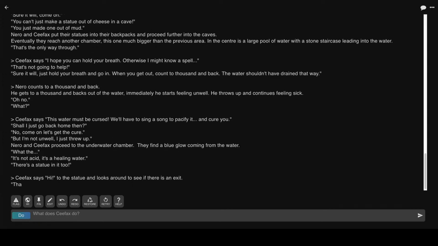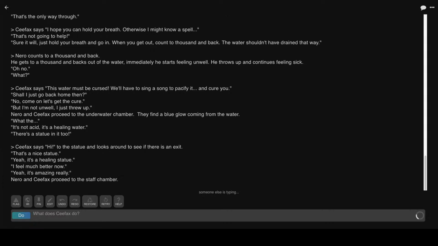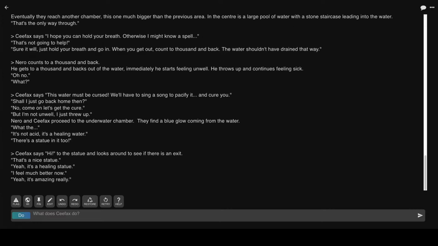Well, let's have a think. Let's undo. What if we just say Nero and Cephas proceed to the staff chamber? Maybe it didn't like the backpack. Oh no, it really doesn't like the idea of the staff chamber.